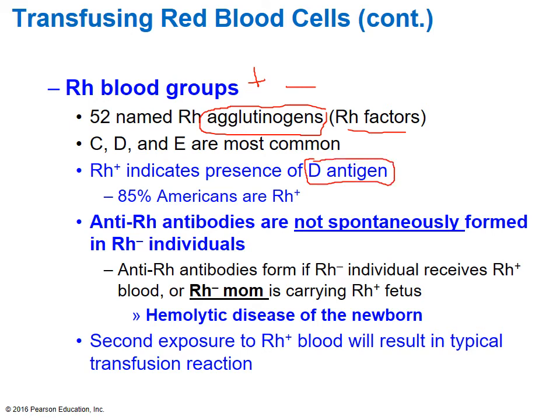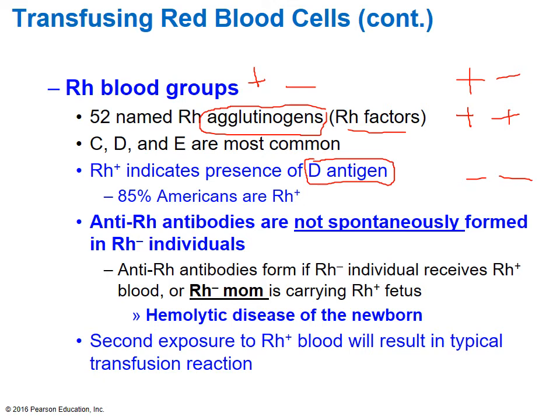As long as you inherit at least one D antigen, you are positive. So if you have positive in your blood type, you can be what we call positive negative, meaning one parent gave you the receptor and the other didn't. Negative means you didn't get it. Or you could be positive positive, where both parents gave you the D antigen. If you are negative, that means you're negative negative. Neither parent gave you that particular receptor.